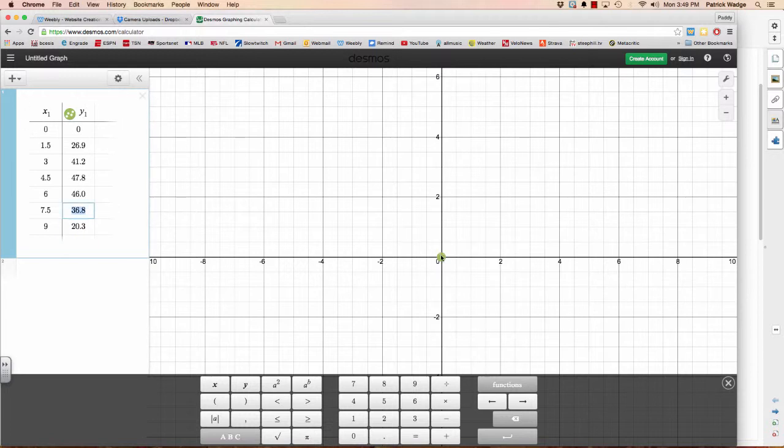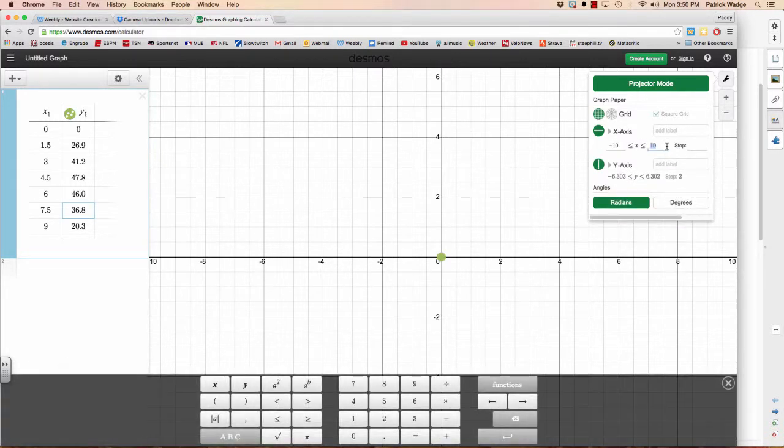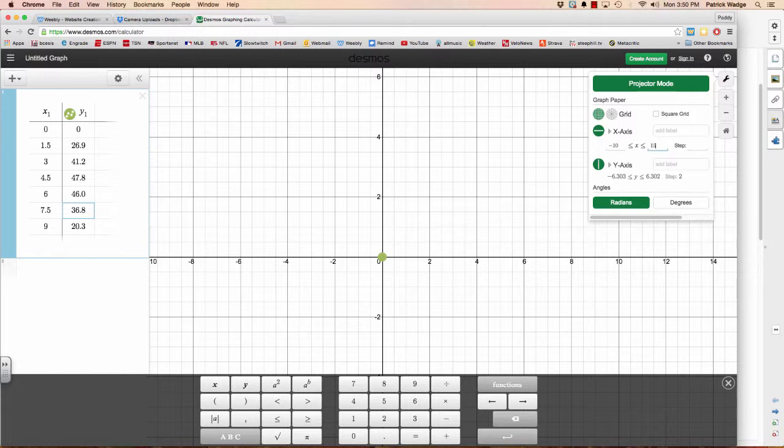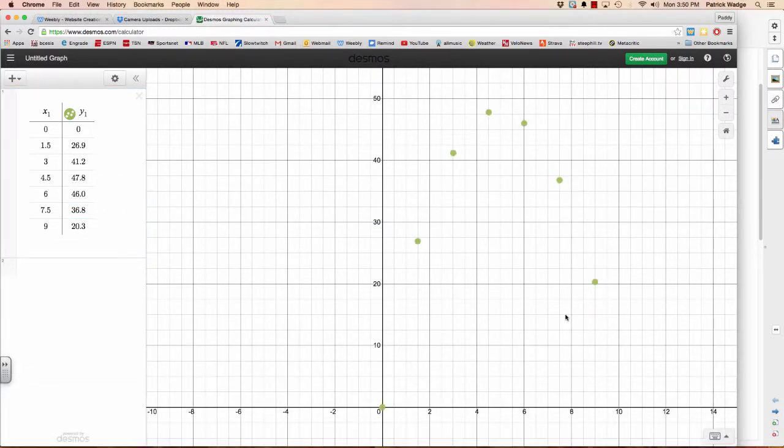And all I see is 1 point here. Why is that? Because the window is too small. We need to make the window bigger. So I hit graph. And what I'd like is my X to go up as high as, well, above 9. Let's put it up to 15. That might even be too much, but what the heck. And then for my Y, I want it to go up above 50. How about 55? And there you go. I can now see them all.